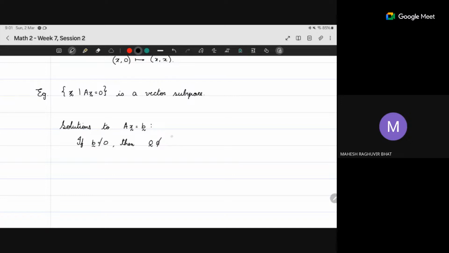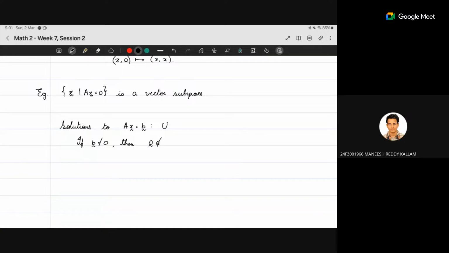Let me call this solution space U. Something is playing songs, sir. Is anyone's mic on other than mine? All right. If there are any more disturbances, let me know.